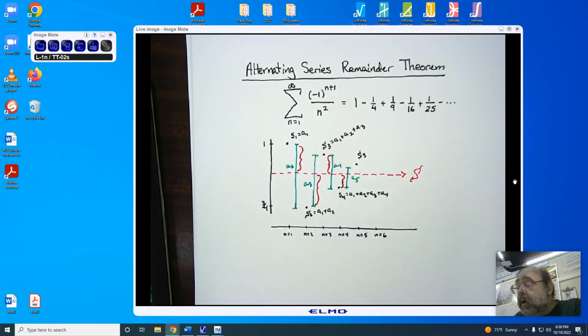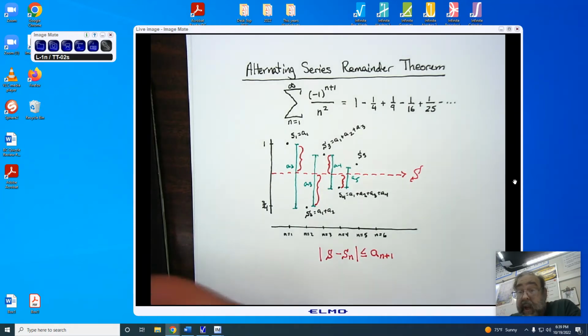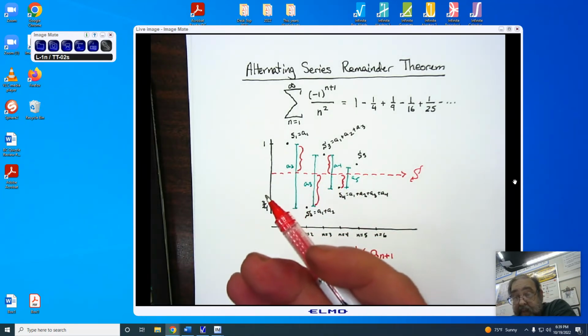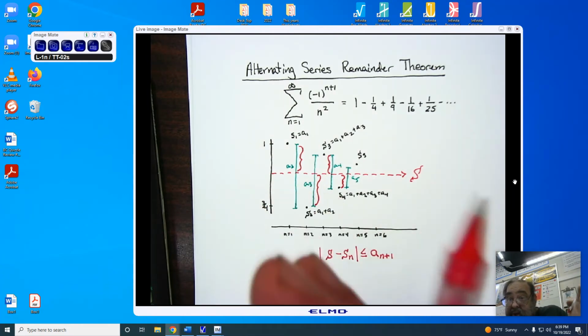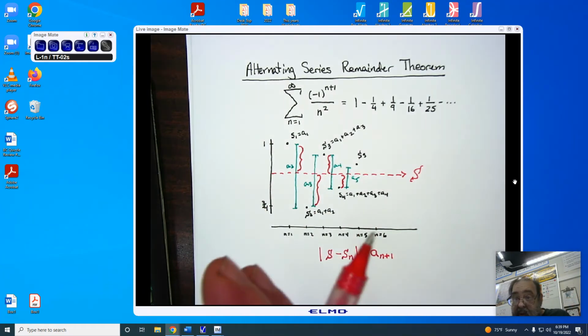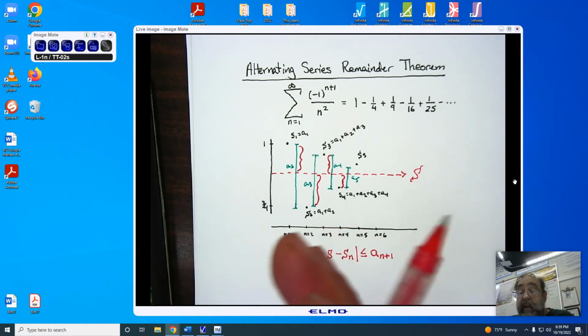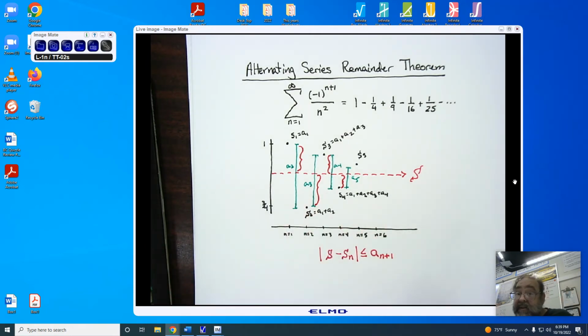So once again, what we're looking at is that the difference between the sum and the partial sum, S sub n, is always less than the next term in the sequence. So the sequence is a sub 1, a sub 2, a sub 3, a sub 4, a sub 5. So the sum S sub 4, which only uses the first 4 terms, has to have a sum. And that sum, when subtracted from the total, is going to be less than a sub 5.